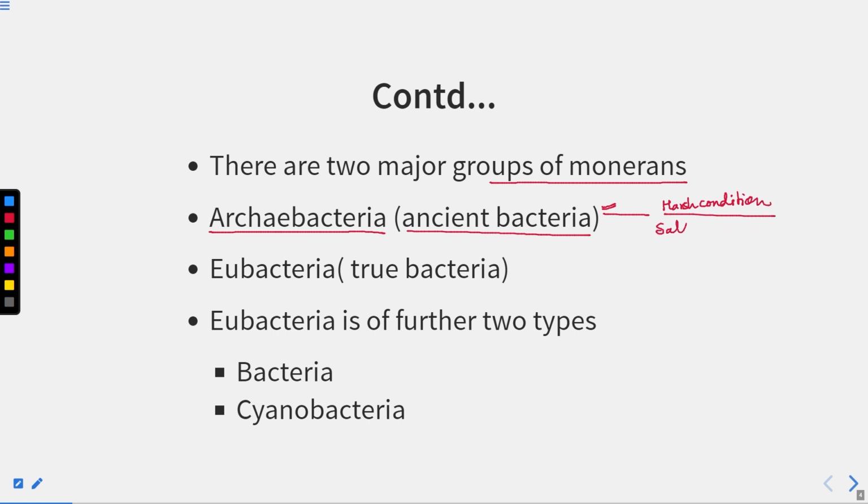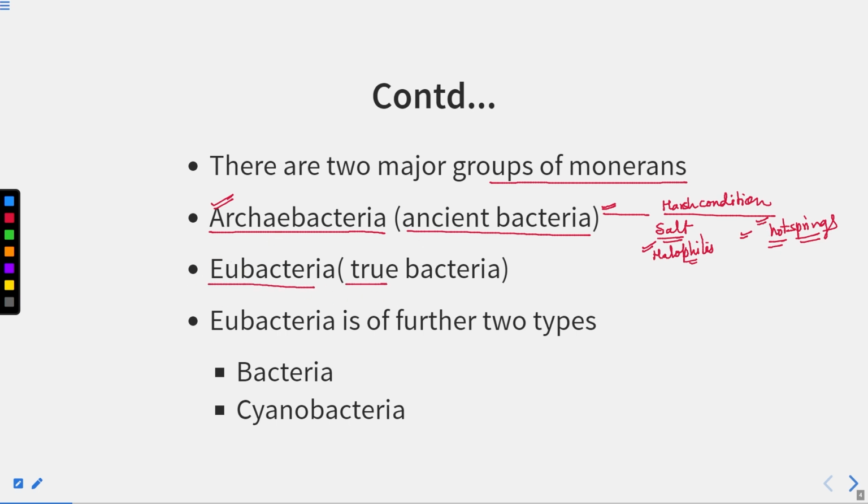A lot of salt was present, means halophiles. They are also called halophiles, right? They are present in hot springs, where the temperature is very, very high, right? So they are present at those places also, and that is why they are called archaebacteria, and today also they are found, and that is why they are called ancient bacteria, because they resemble the ancient bacteria, present in high salt concentrated environments and even in hot springs.